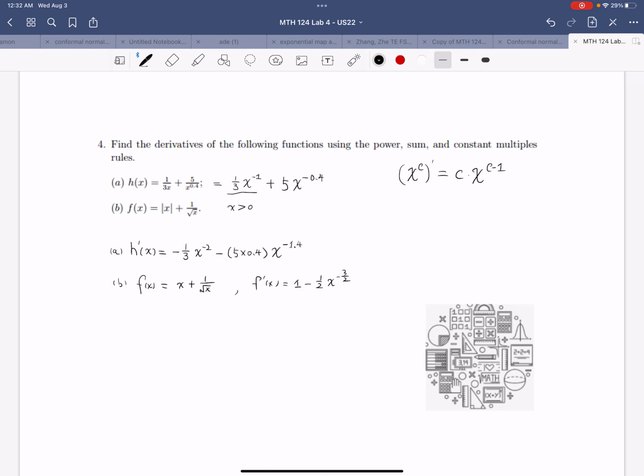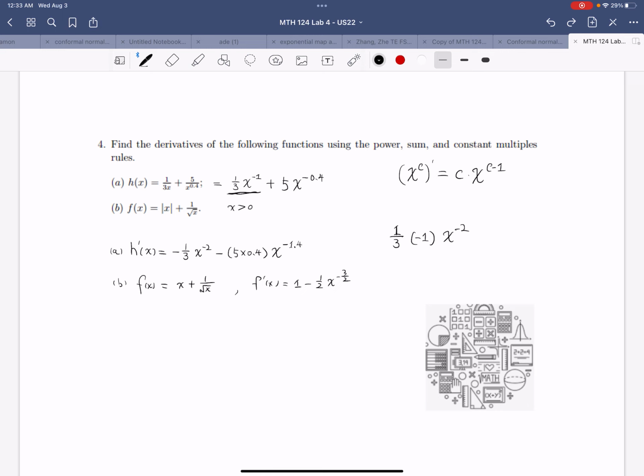For the first part, the constant is just the coefficient, so we copy it. For x to the power -1, we use this formula, where c is -1, so we get x to the power -2. And we get this part. The second part is similar, basically applying this formula.